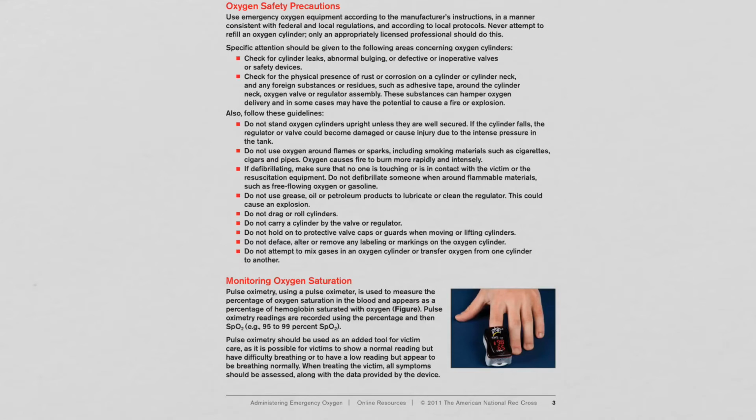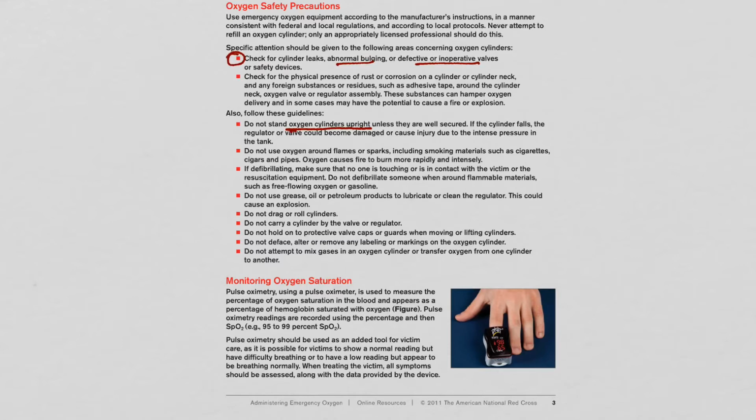The first one is always checking the cylinder to make sure there aren't any leaks, any abnormal bulging, defective or inoperable valves. I know that seems like common sense because we store it in our clinics, but it's always just a quick check as you take out the oxygen tank to ensure there aren't any abnormalities about it. The other is making sure that when you are administering the oxygen that you don't stand the oxygen cylinders upright unless they're well secured.